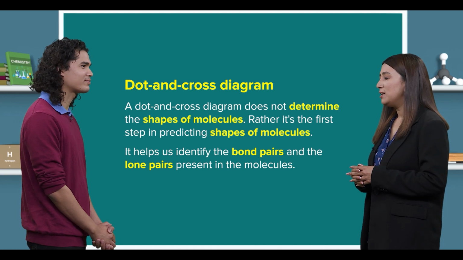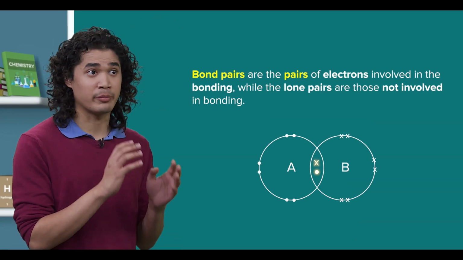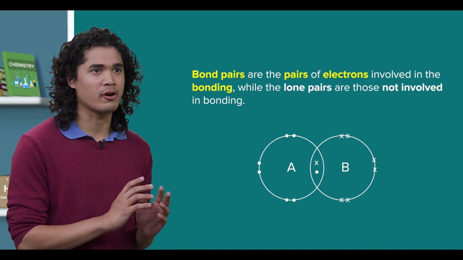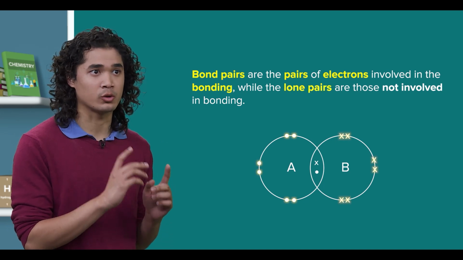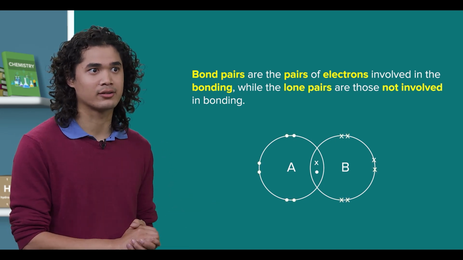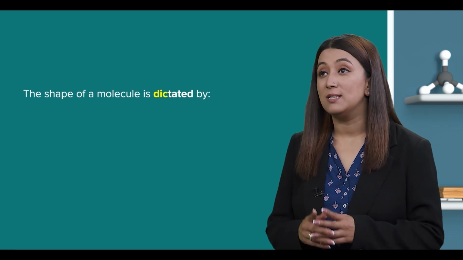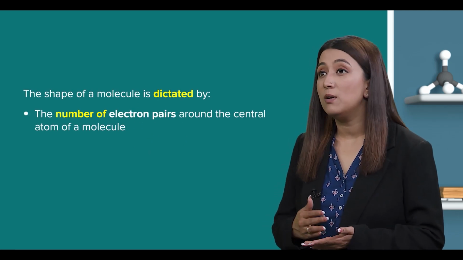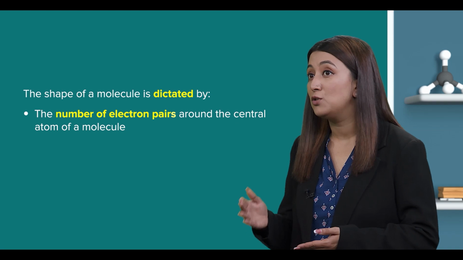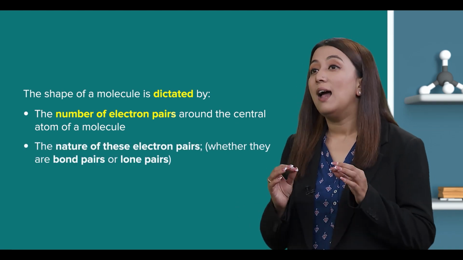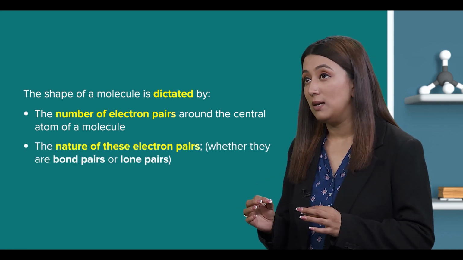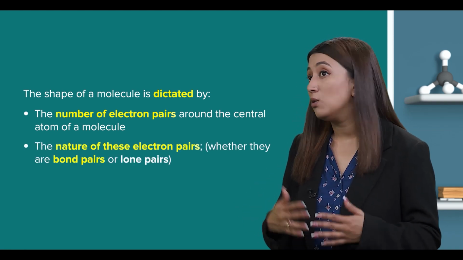Do you recall studying about them? Yes. Bond pairs are the pairs of electrons involved in the bonding, while the lone pairs are those which are not involved in bonding. That's right. You must also remember that the shape of a molecule is dictated by the number of electron pairs around the central atom of a molecule and the nature of these electron pairs, whether they are bond pairs or lone pairs.